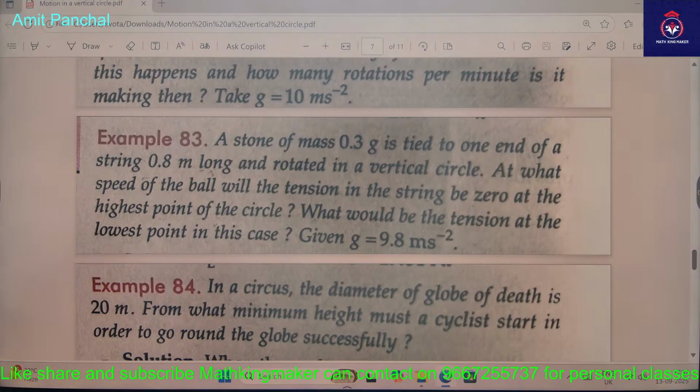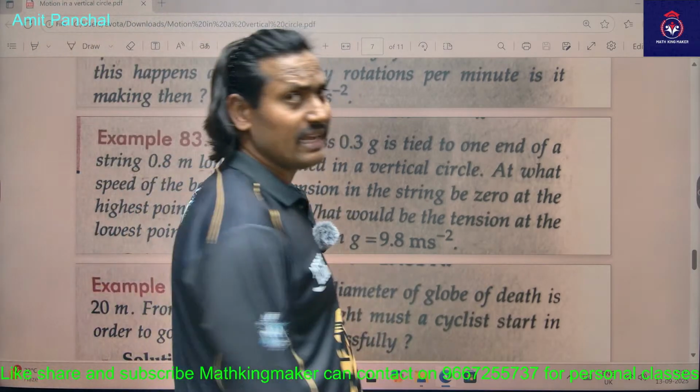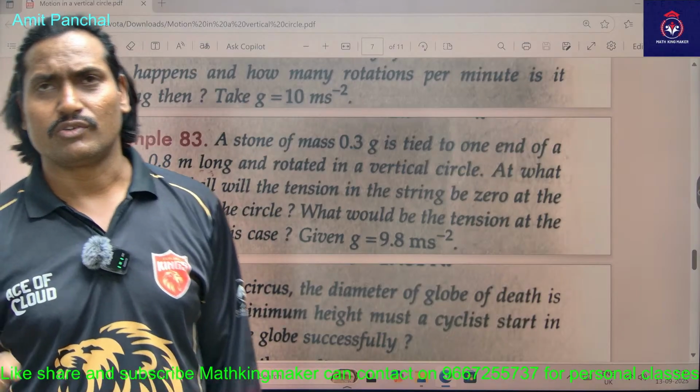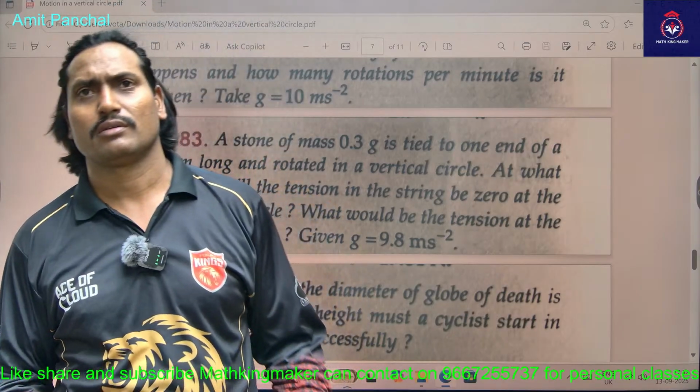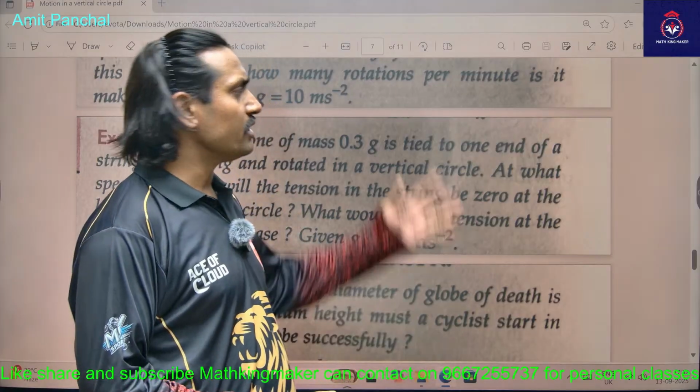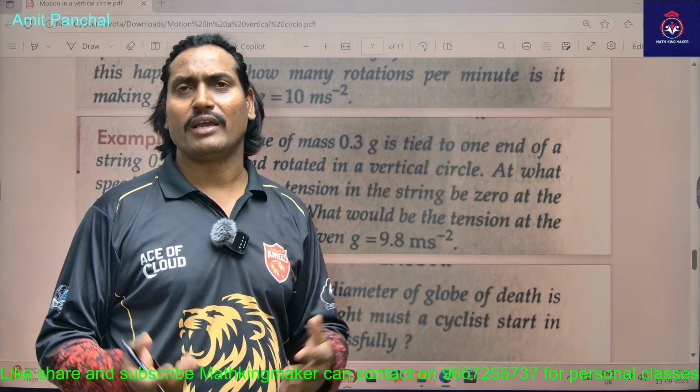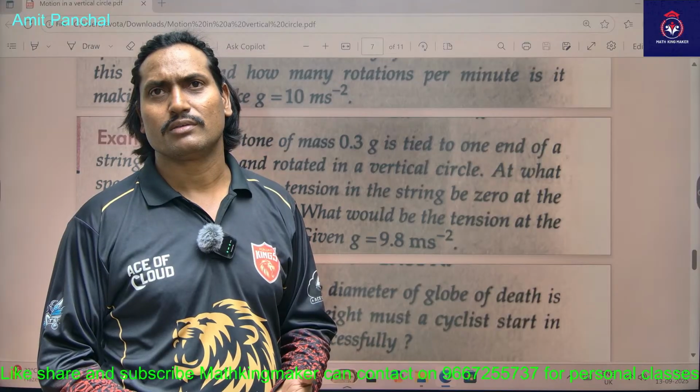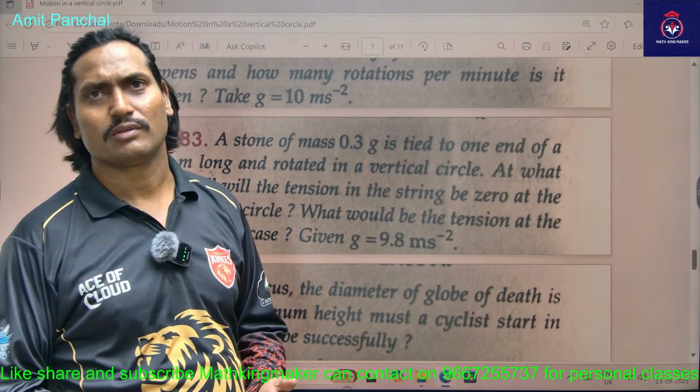Question number 83 is very simple. A stone of mass m is tied to one end of a string rotated in a vertical circle. At what speed of the ball will the tension in the string be 0? Tension is given as 0, and tension of the string will be 0 at which point? At the highest point. At the highest point, what is the velocity? That we need to find, right?